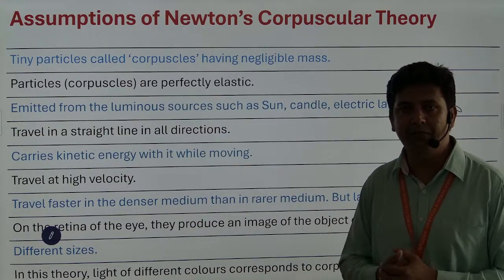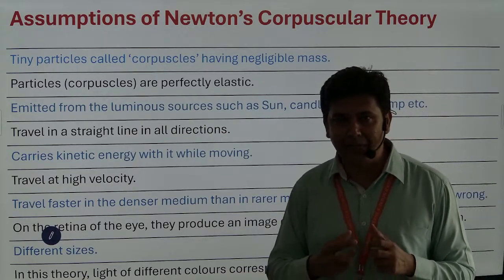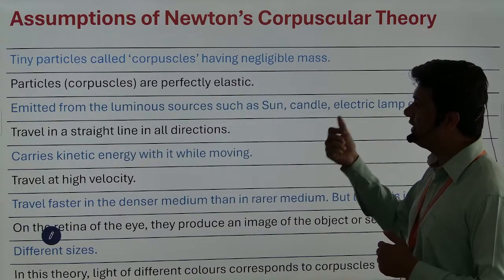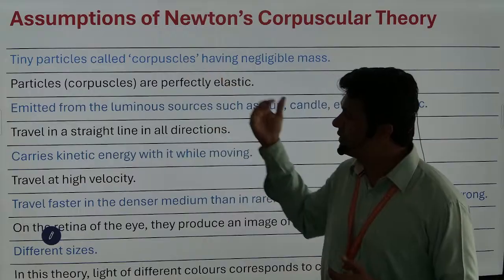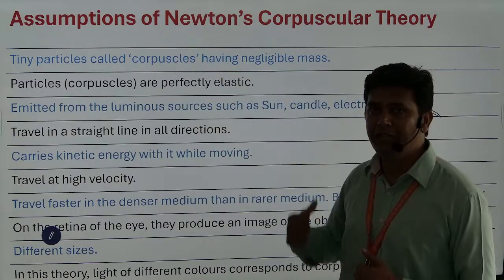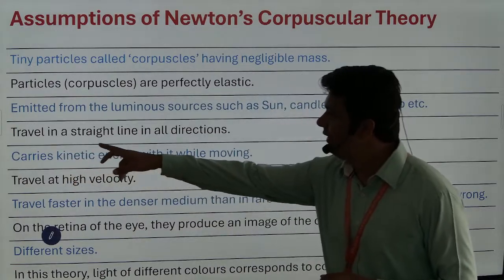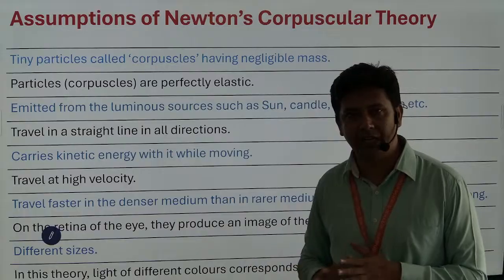We know that there are different sources of light. The sun is one of the biggest sources of light, and it emits light. Similarly, we have candles and electric lamps. These are the sources which emit light. So basically, these corpuscles are emitted from the luminous sources, said Newton. Then they travel in a straight line in all directions. That means light always travels in a straight line.